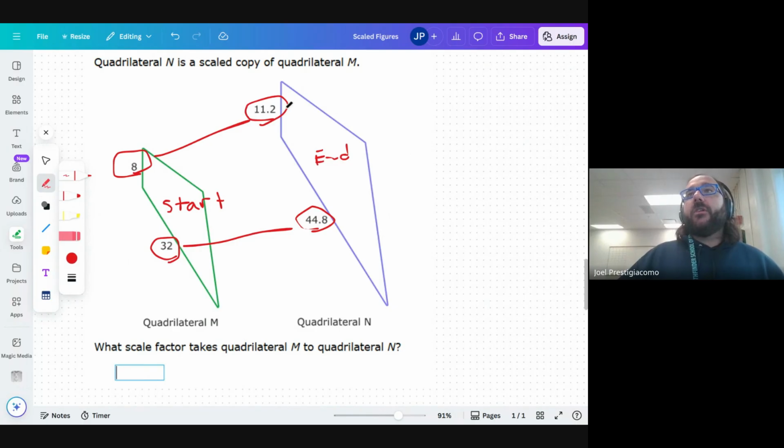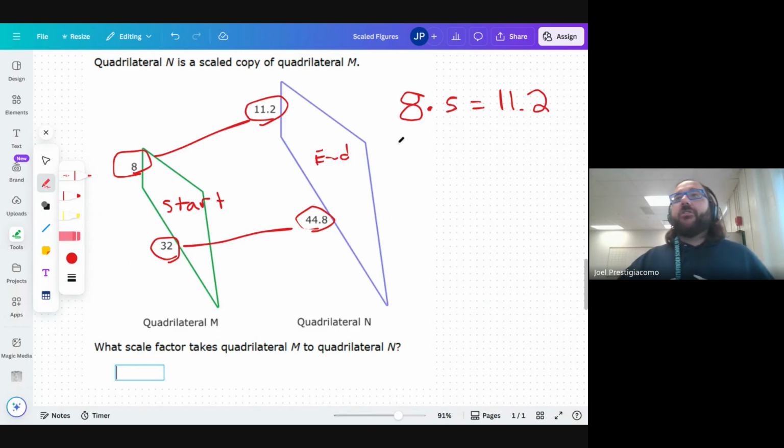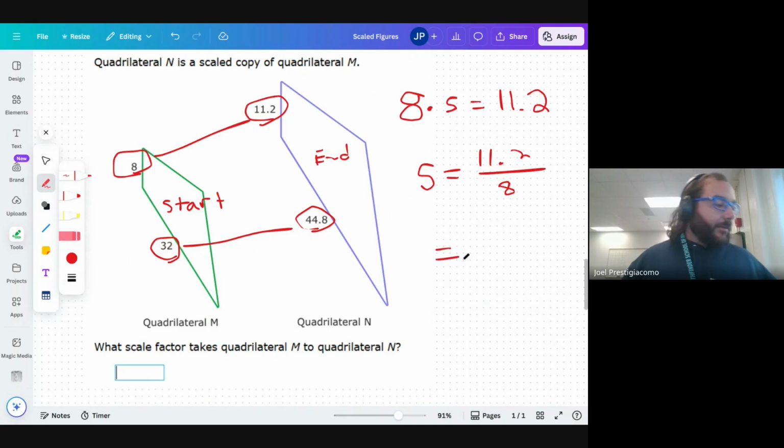So what we do here is we're going to say, okay, well, we'll do our product here. We're going to say 8 times our scale factor is going to equal 11.2. It doesn't matter which one you pick. What you're going to do again is build this equation: you take the start, you multiply it by a number, and you get the end. So in this case, S is going to equal 11.2 divided by 8. Now I'm going to use my handy dandy calculator, which is somewhere, to do this. 11.2 over 8 is 1.4.